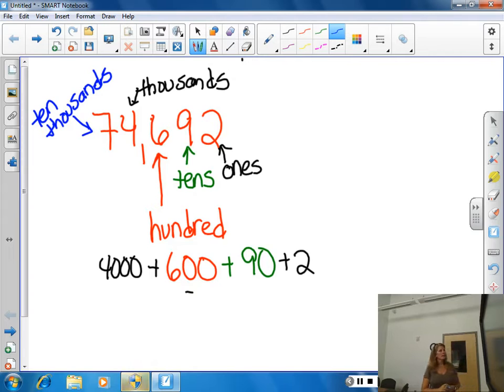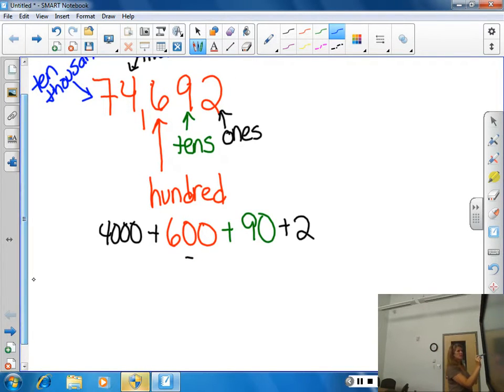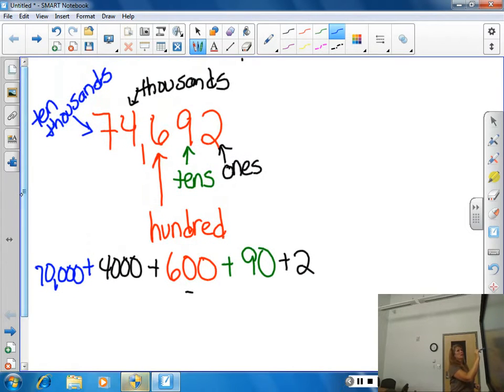And so the 10,000s means that I have 7 of those, so I would have 70,000. 70,000 plus 4,000 plus 600 plus 90 plus 2 gives us 74,692. These are different ways to write this number.